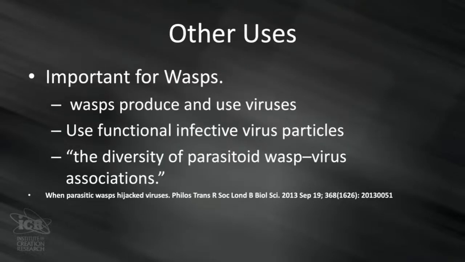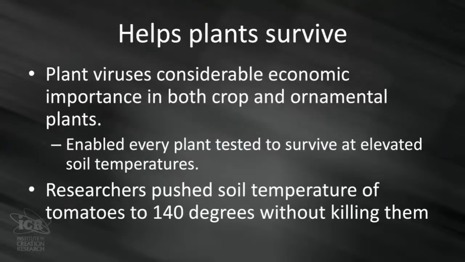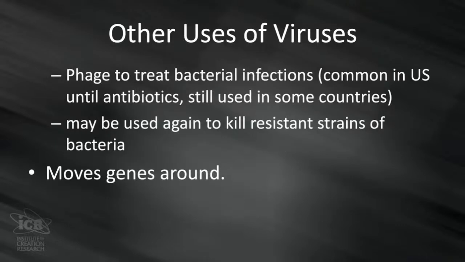Other uses, they're important for wasps. Wasps produce and use viruses, and they have functionally infective virus particles. The diversity of the parasitoid wasp is enormous. Helps plants survive. One of the main things that they do is they're everywhere. They're used to treat bacterial infections, which I mentioned, and they can be used to kill resistant strains of bacteria.